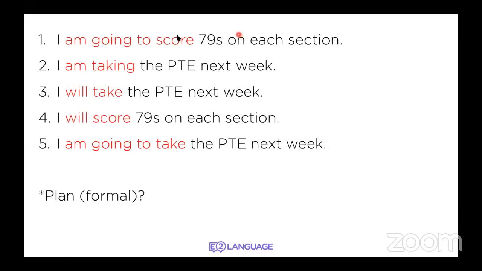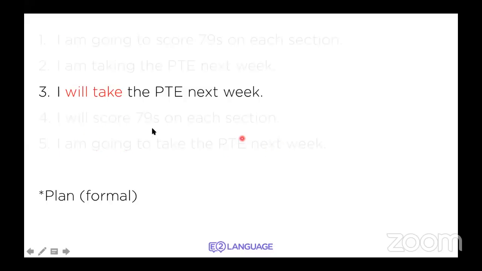Nice, looking good. So the plan, well, this one's a prediction. I'm going to score 79s. This one's a plan. I'm taking the PTE next week, but that's informal. Let's look at number 4. I will score 79s. That's a prediction. I'm going to take the PTE next week. This is a plan, but it's informal. So number 3 is a plan, and it's also a formal use of the verb.